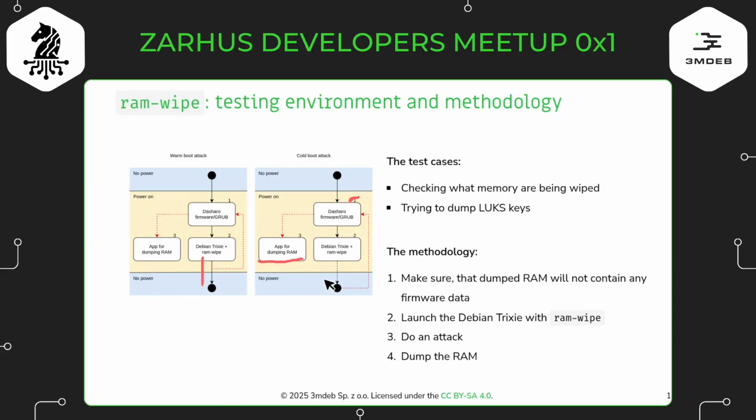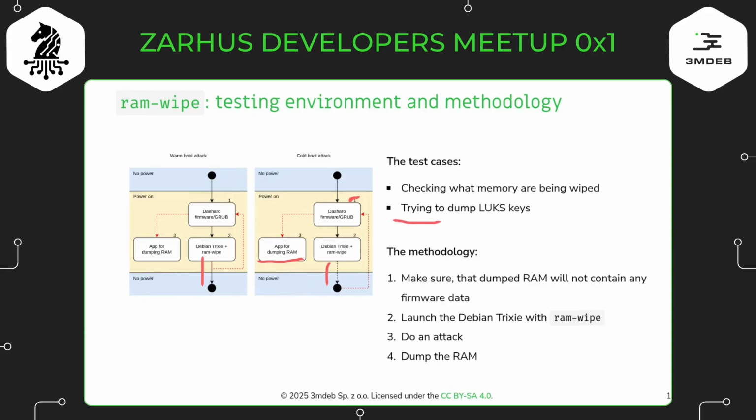And here we are resetting the platform. More about it later, which platform and how. And getting back to the Dasharo firmware and booting our app. So here, RAM wipe is being executed, and here, RAM wipe is not being executed because RAM wipe, as I said lately, relies on software execution. It gets from rootfs into initramfs, then into the new kernel.